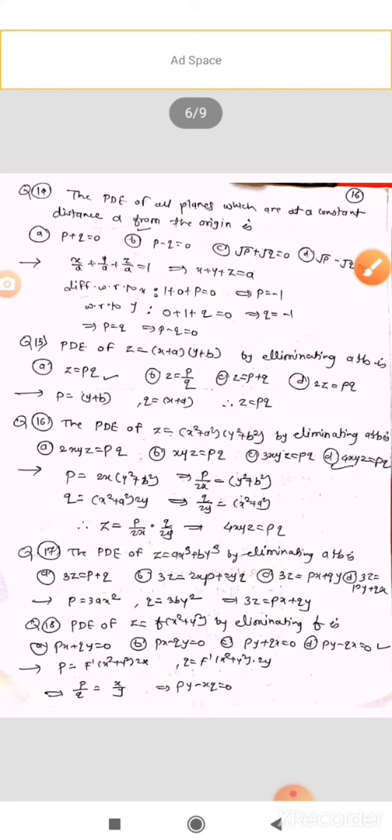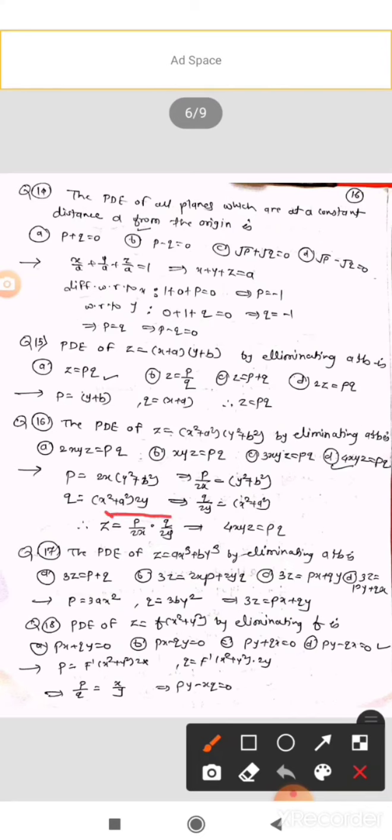For elimination of arbitrary constants, z equals (x² + a²)(y² + b²), by elimination of a and b. Differentiating with respect to x, we get p equals 2x(y² + b²). Differentiating with respect to y, we get q equals (x² + a²)·2y. So the value of x² + a² is q upon 2y, and y² + b² is p upon 2x. Substituting the values, we get z equals pq upon 4xy. So 4xyz equals pq, option D is correct.